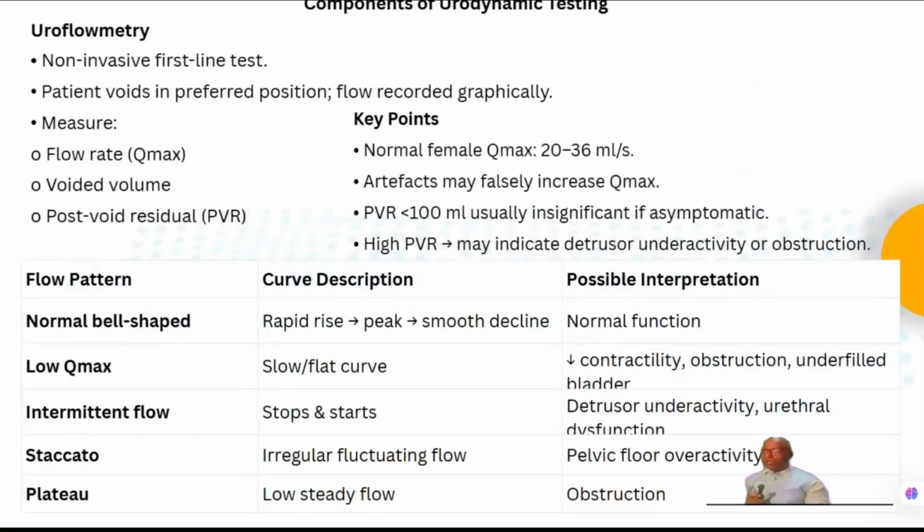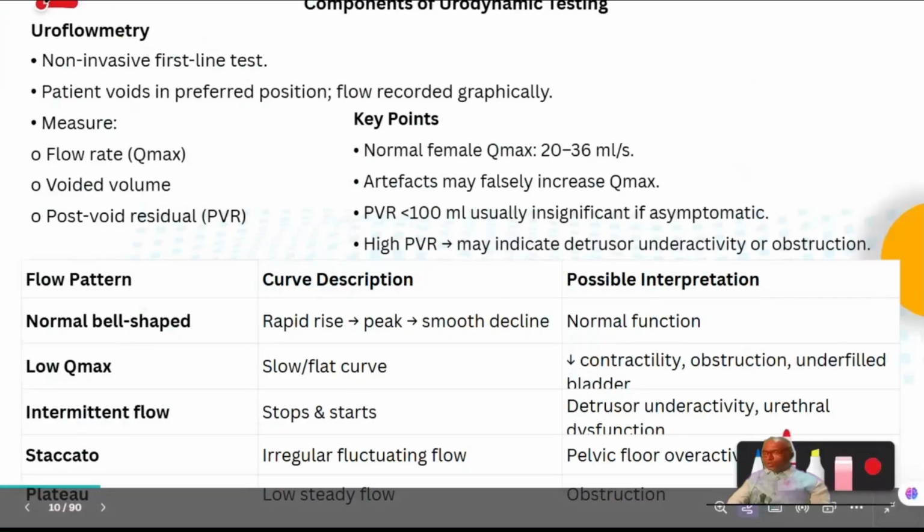Okay. Now, what are the components of urodynamic testing? One is uroflowmetry. Okay, so it is a non-invasive first-line test. The patient voids in the preferred position. Flow is recorded graphically. So what exactly are we looking for? One is the flow rate, that is Qmax. Then the voided volume and the post-void residual volume. So these are the things which we need to look for in uroflowmetry. Okay.